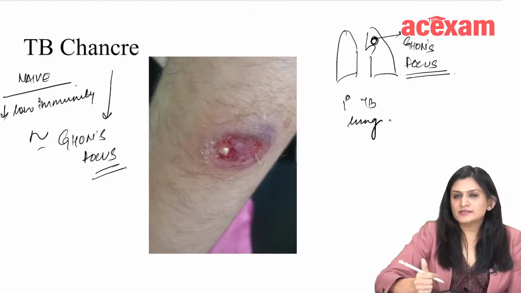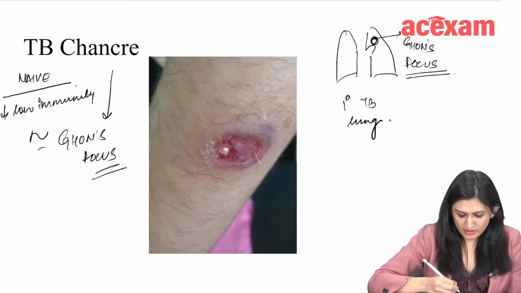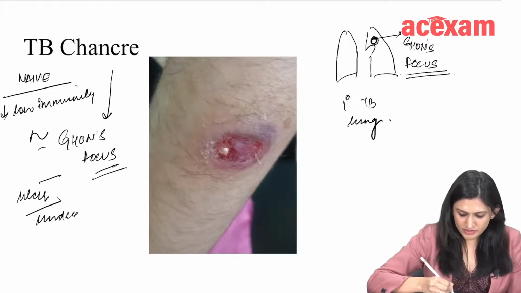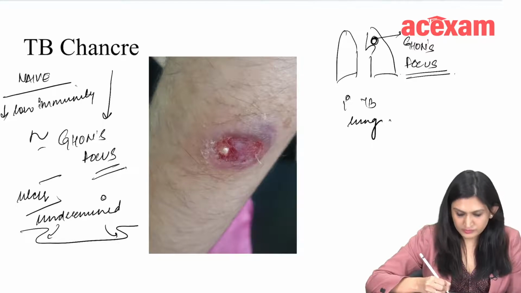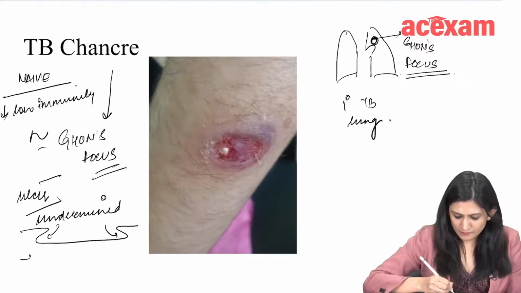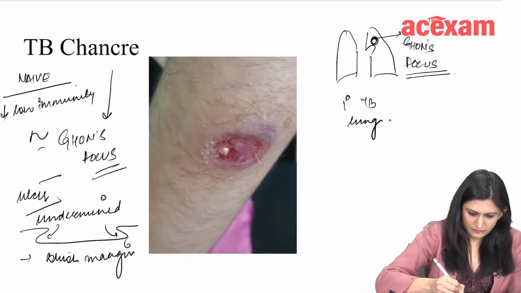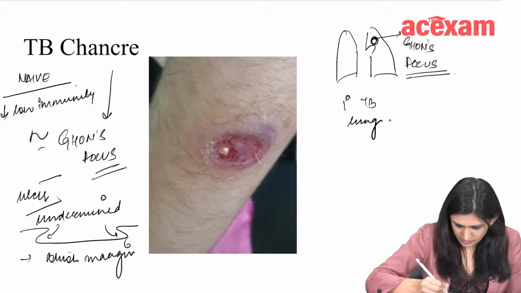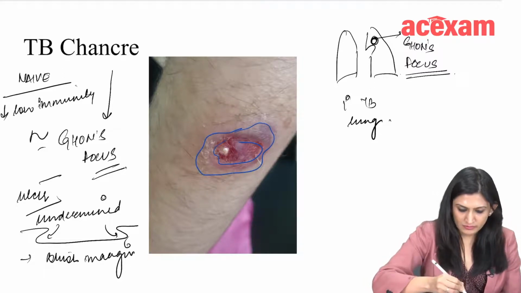So what is the manifestation of TB chancre? It would manifest in the form of an ulcer with undermined edges. Undermined edges means depressed towards the inside. It will have a bluish border. So if you see this, the undermined edges and a bluish border.